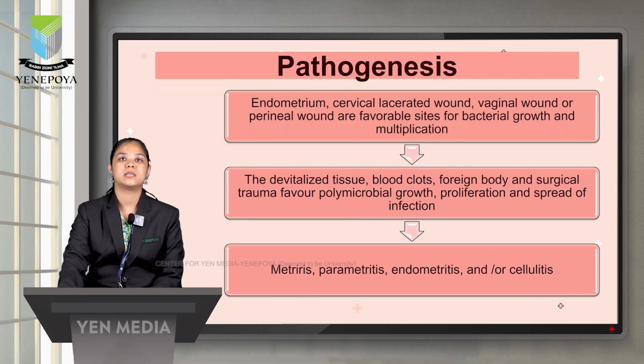Next, we will be seeing the pathogenesis. In puerperal sepsis, first the endometrium, cervical lacerated wound, vaginal wound or perineal wound are favorable sites for bacterial growth and multiplication. The devitalized tissue, blood clot, foreign body and surgical trauma all favor polymicrobial growth and proliferation, which causes the spread of infection. This infection is known as puerperal sepsis, which can be at any of the sites such as metritis, parametritis, endometritis and cellulitis.